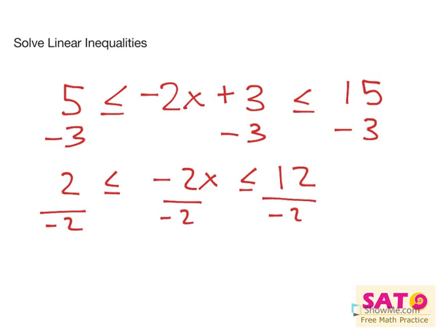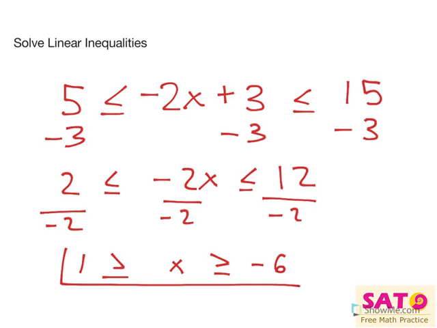And remember, something special we need to add here. When we multiply or divide with a negative number, we need to flip everything. So 1 is greater than or equal to x is greater than or equal to -6. And this makes logical sense. This whole thing is our solution.